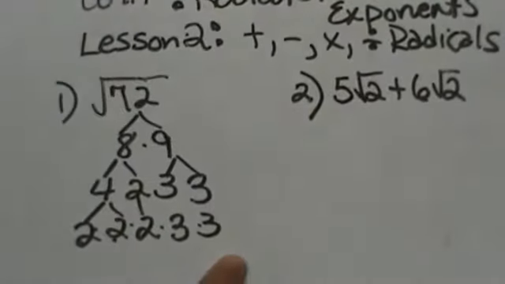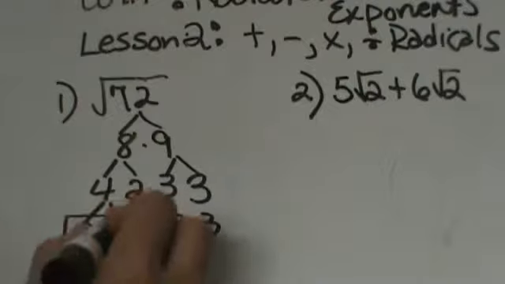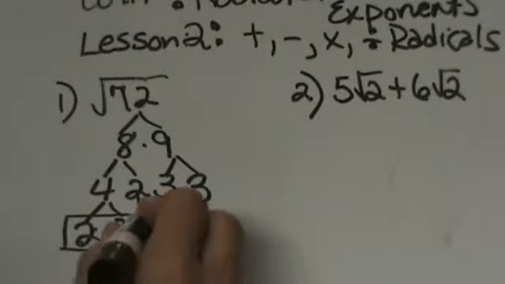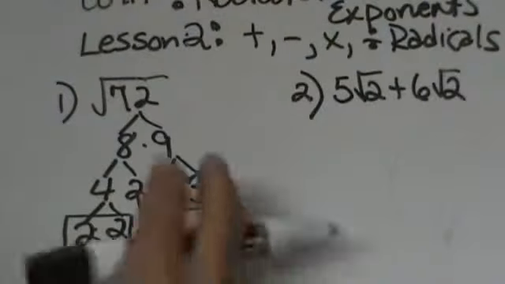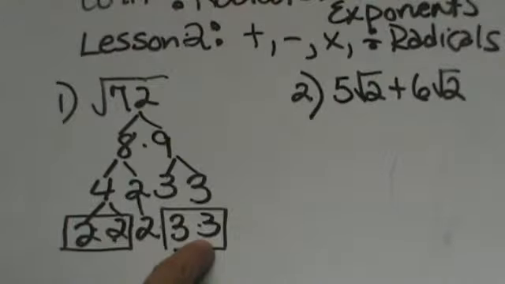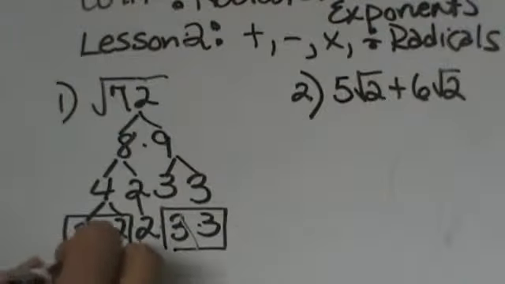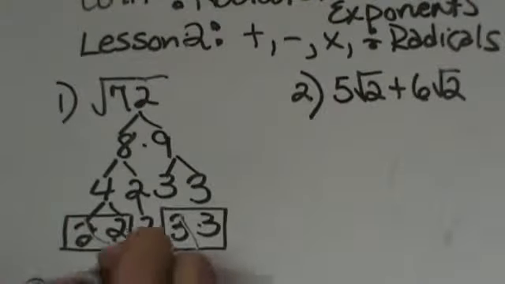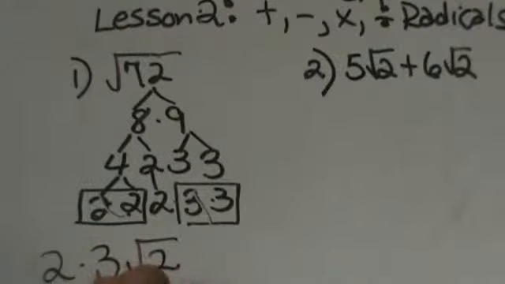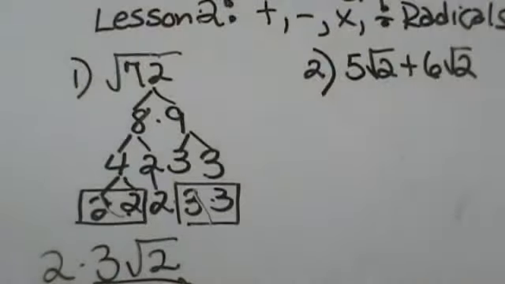Now let's pair them up, okay? Remember, we're looking for perfect squares. So there's one perfect square and there's another perfect square. So I'm going to take out a 3 and a 2. I don't take both of them out, I just take one, okay? So I take a 2 out and I take a 3 outside the radical, and I leave the square root of 2 in. So I have 6 square root of 2 as my final answer there.